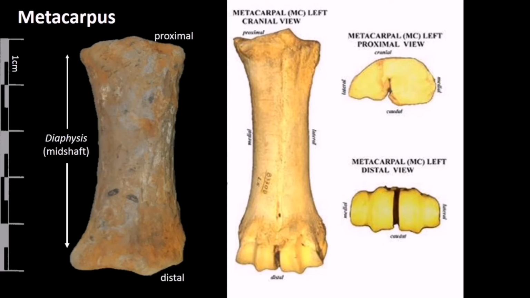What is the diaphysis? Diaphysis is the midshaft. How do I identify the proximal and the distal? You could see from the right picture, the distal part of the metacarpal has this. You look at it; it looks like a knuckle. It looks like two knuckles, right?